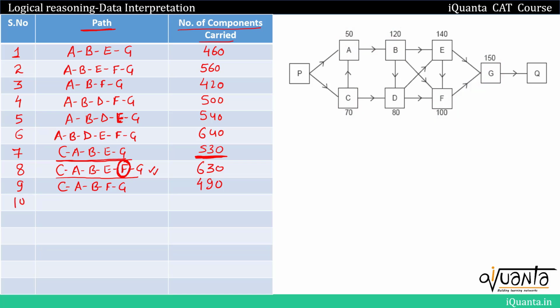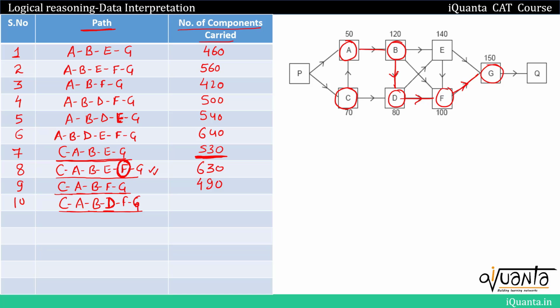He can also go through C, A, B, then D, then F, then G. So C, A, B, D, F, G is another possible route. So if you look at route number 9, we had C, A, B, F, G. In 10th one, we have C, A, B, D, F, G. So there is just this D extra over here in the 10th route.